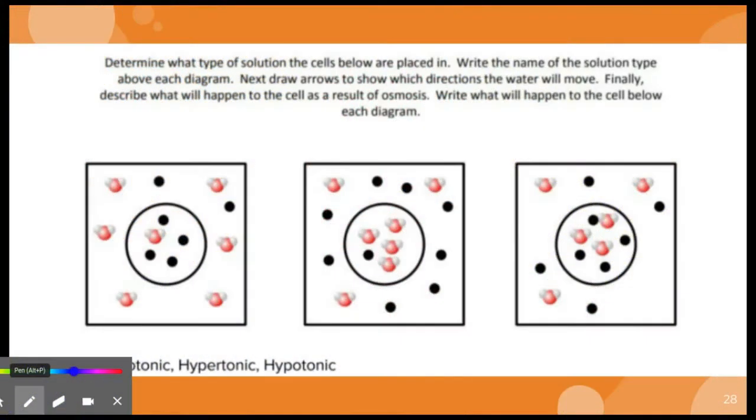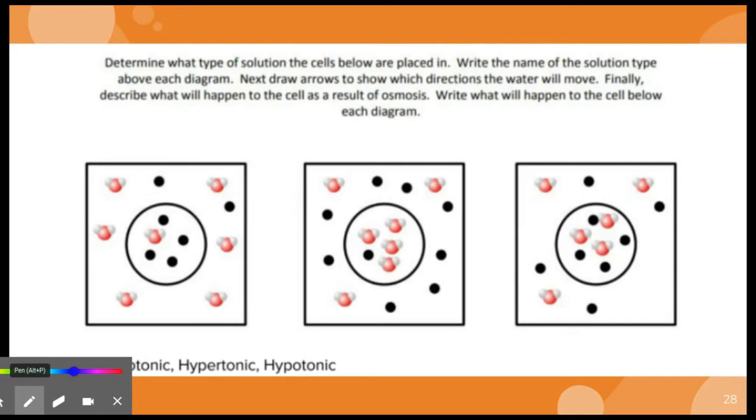All right, so here we're looking at our osmosis that we just talked about. In our directions, we're told to determine what type of solution the cell is placed in, write the name, and then draw arrows to show which way water is going to move. And then finally, we're going to describe what happens to the cell as a result of osmosis. So let's look at this first one.